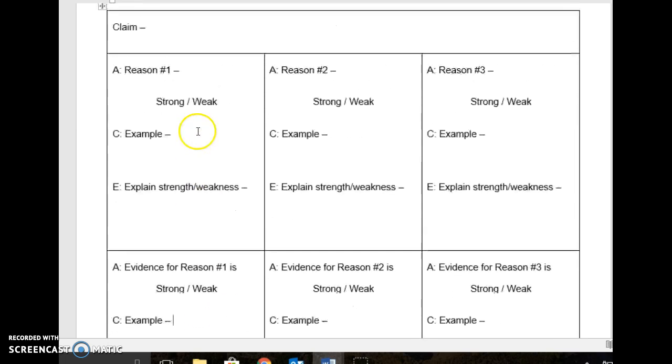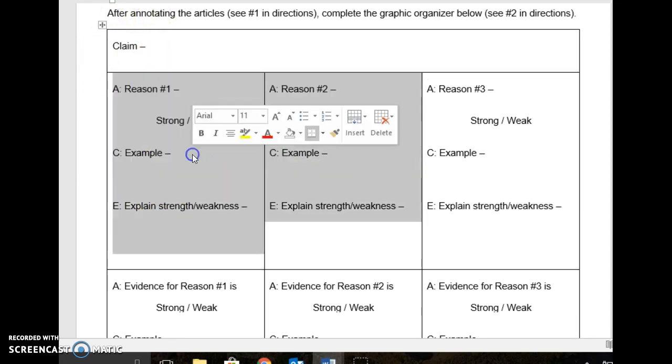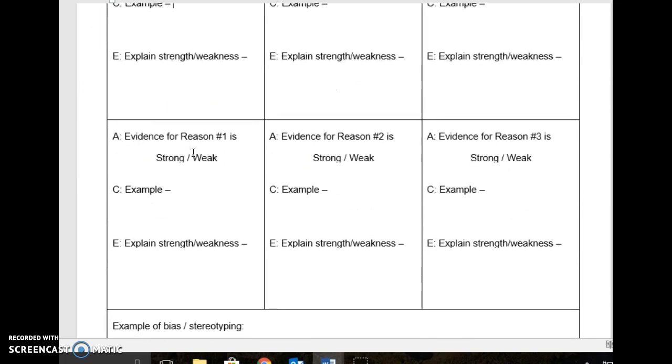Some good questions to ask yourself. When you're looking at reasons, do the reasons make sense? Are the reasons logical? Can you take the author seriously when he is stating his different reasons? Are they something that you can follow? Do the reasons connect to the claim? Those would be some good questions to ask yourself when you're evaluating the reasons.